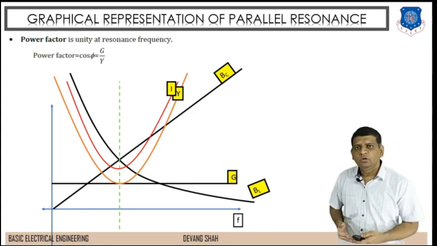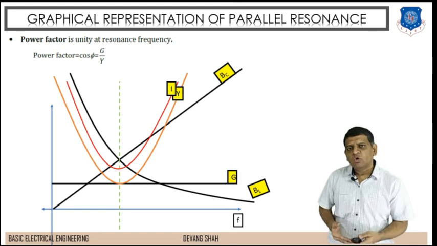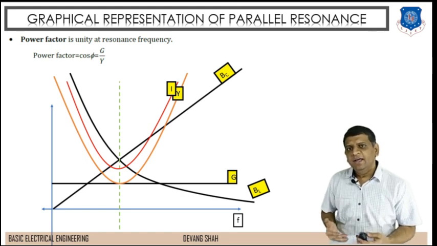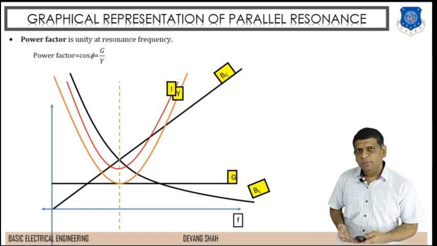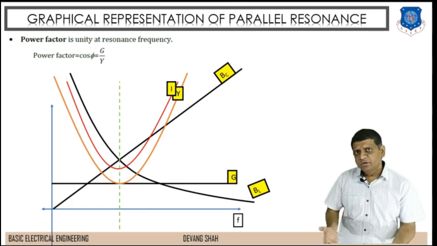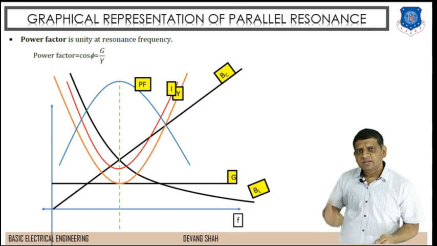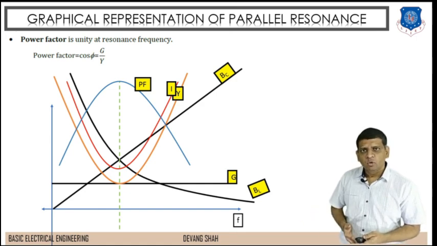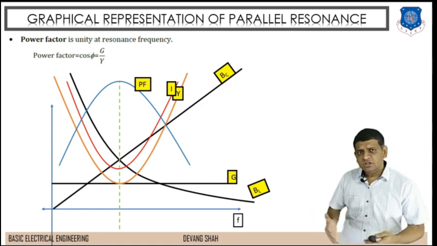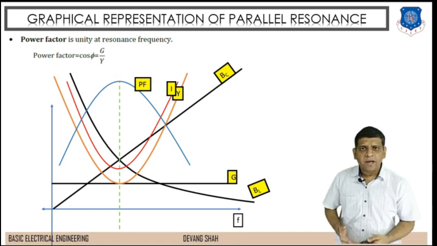Now about the power factor. This power factor cos phi is equal to G by Y, which is inversely proportional to the admittance. So at the resonant frequency, the value of power factor cos phi is unity. So you can see it is exactly a reverse slope of the admittance Y, right? So this is all the graphical representation of the parallel circuit.